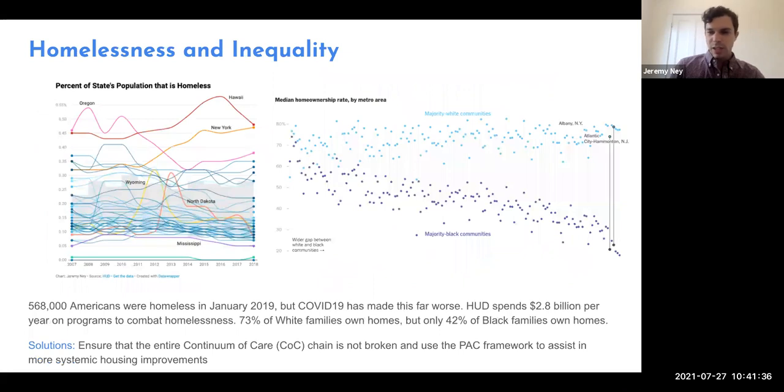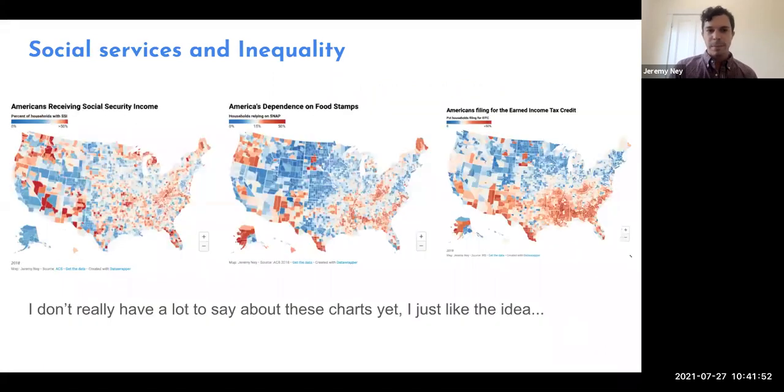And on the chart on the right, unsurprisingly, there's huge gaps between Black and white communities, in large part because of a long history in America of making it really difficult for Black people to accumulate wealth and become homeowners. These are just maps that I've created.